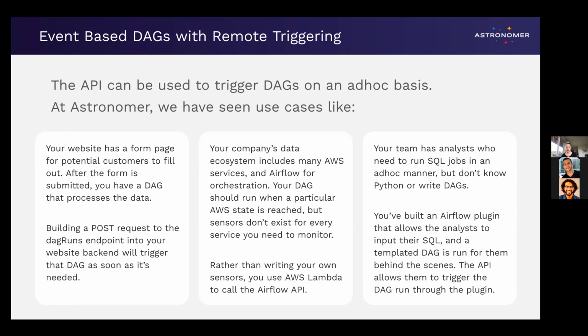So if you especially are waiting on AWS services, or this would also apply to GCP or Azure services, rather than writing your own sensor, you could actually implement the event-based triggering of your DAG from the side of your cloud service. So an example of that is using something like AWS Lambda to call the Airflow API. We've seen folks do that and have a lot of success with it.